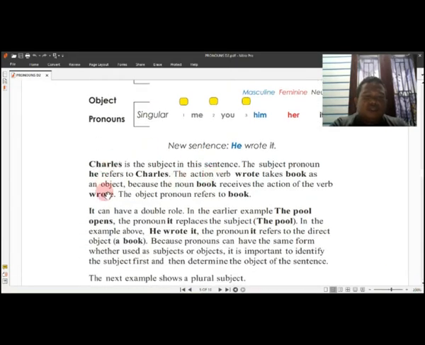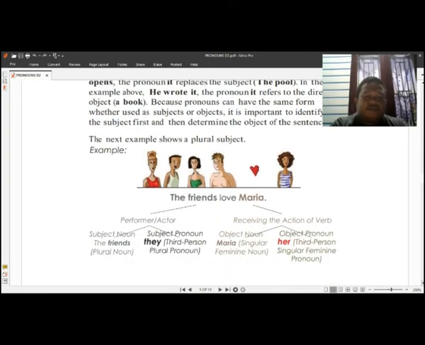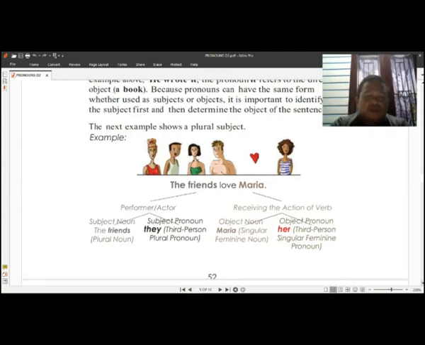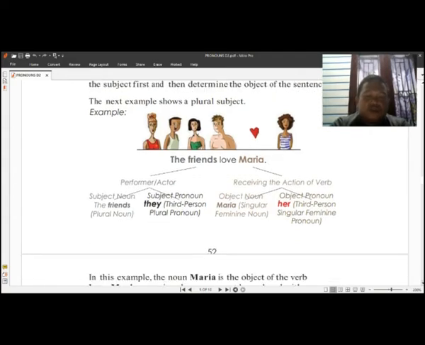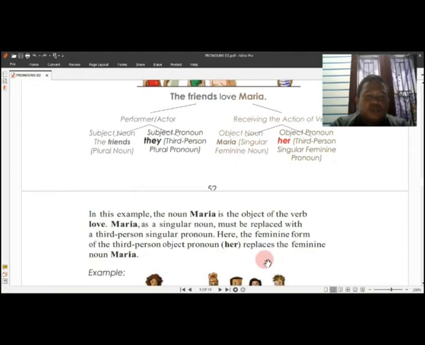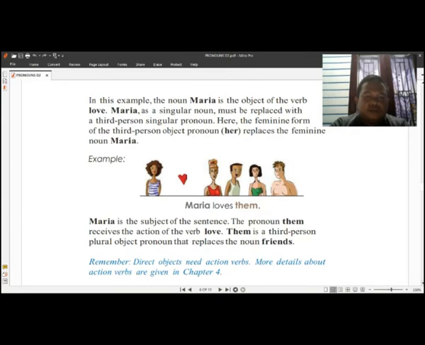Okay, so this is the analysis. You just read them by yourself. The next example shows a plural subject, which was already explained in the example that I just gave you. Also, we have the explanation here, and then the next example.